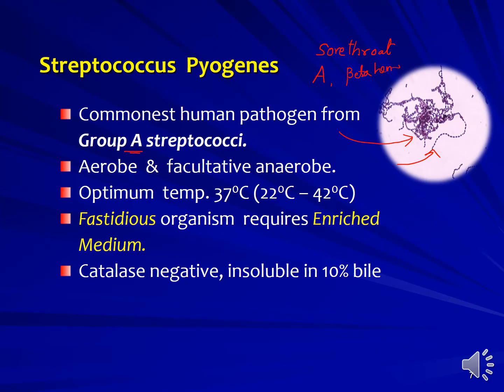They can grow over a wide range of temperature, from 22 degrees centigrade to 42 degrees centigrade, but the optimum temperature is 37 degrees centigrade, like any other bacteria. If you look at their growth requirements, they are fastidious organisms, meaning they can't grow on nutrient agar. They grow on enriched media like blood agar. Blood agar is the best medium to grow them, or some other enriched substance should be present. And they are catalase negative.